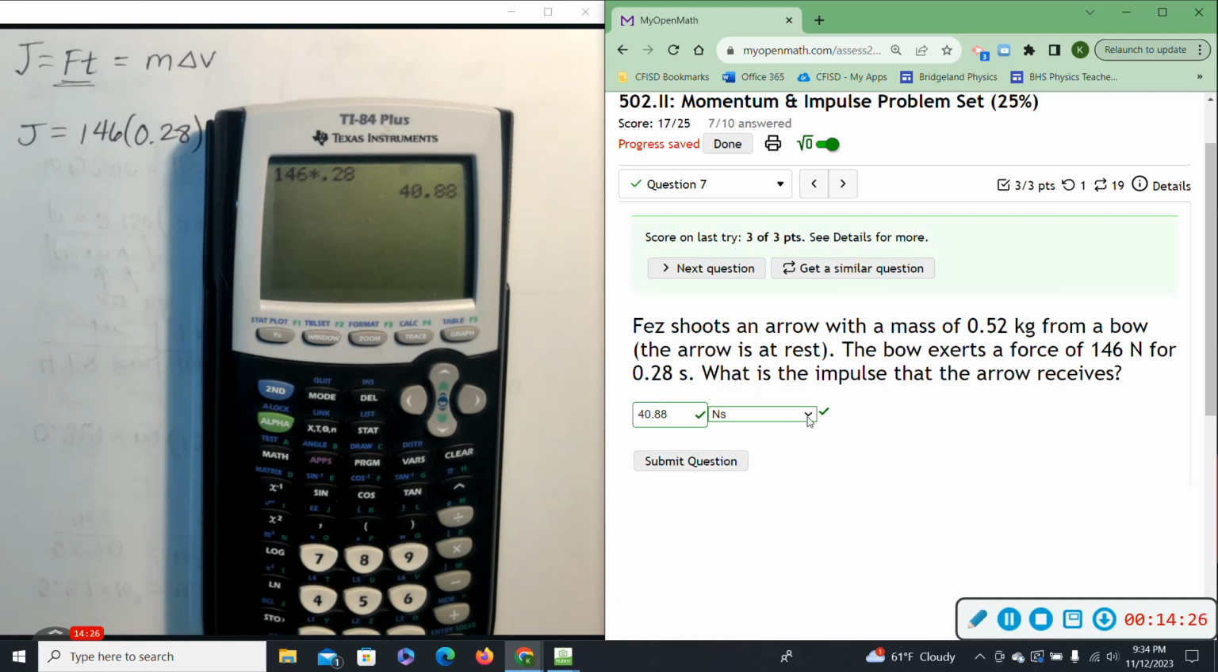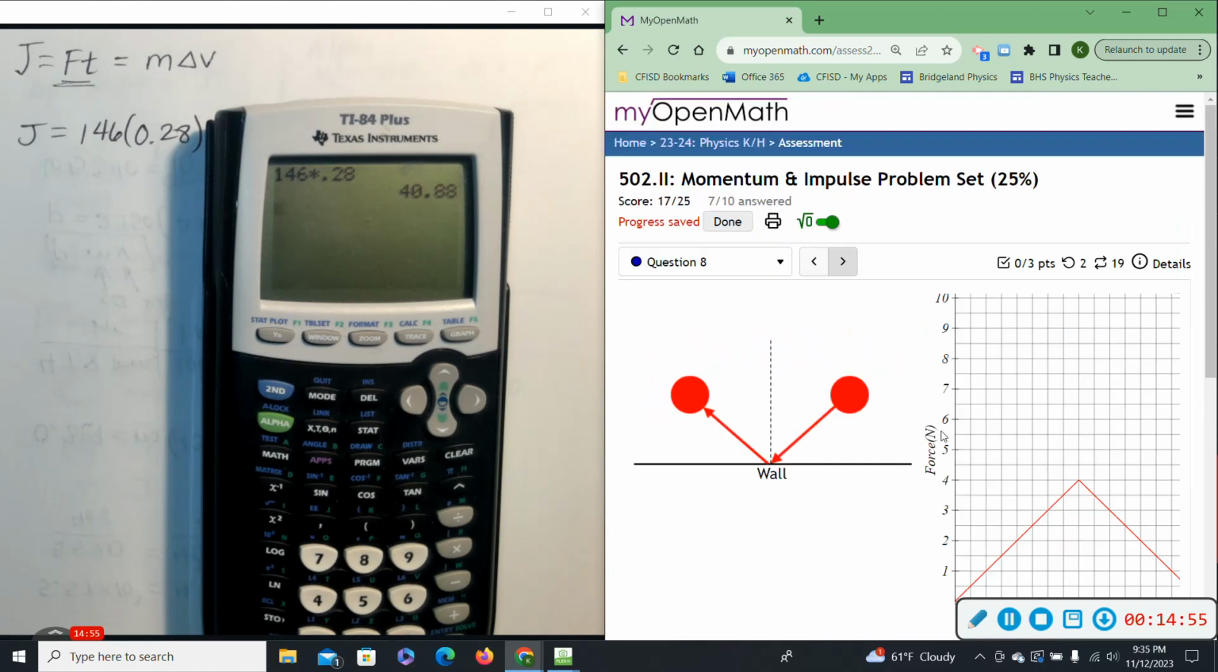By the way, a newton second is the same thing as a kilogram meter per second mathematically, because a newton is a kilogram meter per second squared. If you multiply that by a second, one of those seconds cancels, and you get this. I believe it does accept both units if you were to put them in here, because they are effectively the same thing. But for impulse, we typically use newton seconds, and for momentum or change in momentum, you'll typically use kilogram meters per second, but they are technically the same.